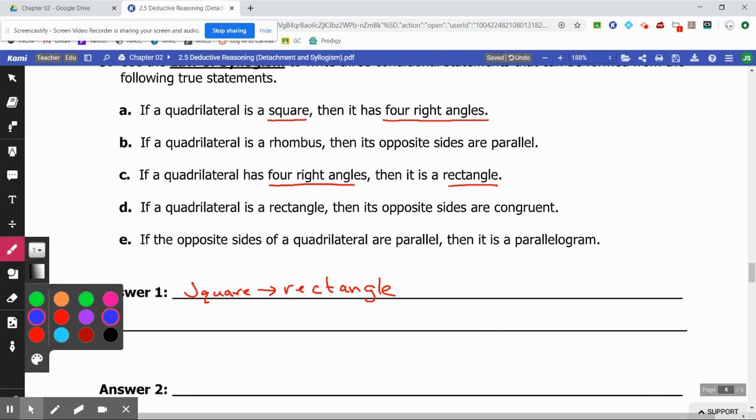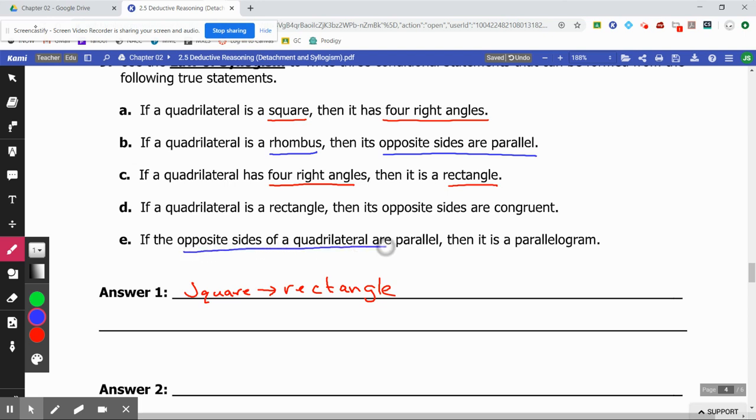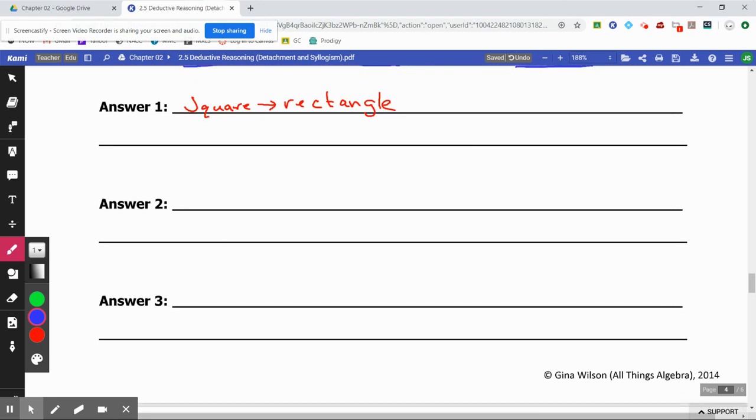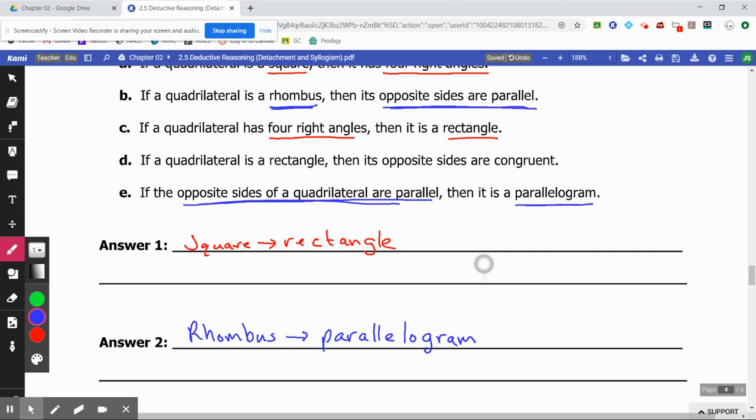Let's look at B. If a quadrilateral is a rhombus, then its opposite sides are parallel. If the opposite sides are parallel, then it is a parallelogram. So we can combine those and say if it's a rhombus, since we know that this is true, then it's a parallelogram. So a rhombus would ultimately imply that a shape is a parallelogram. If a shape is a rhombus, then it also must be a parallelogram. Now let's look for one more.